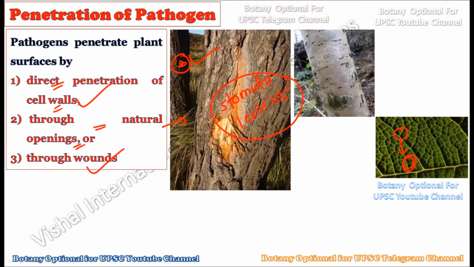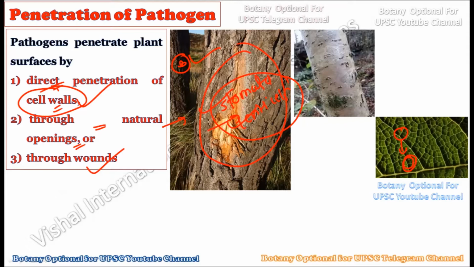Then there is a third method, that is through wounds. Okay, if the plant gets injured somehow, due to one reason or another, in that case it becomes very easy for the pathogen to enter, because in such a case there will not be any barrier of the cell wall, and they don't have to look out for the stomata or the lenticels. They just have to enter because there is an open area within the plant body, and hence it is very easy to penetrate internally within the plant.